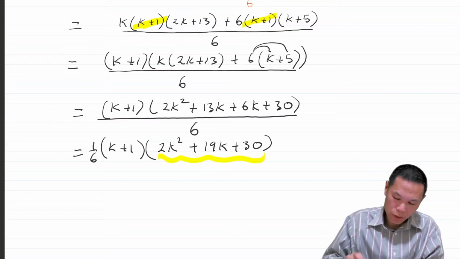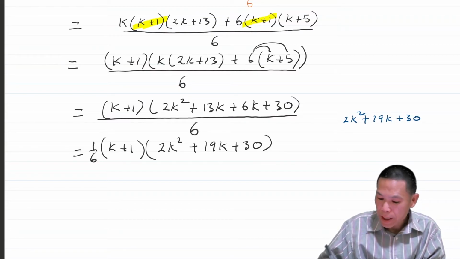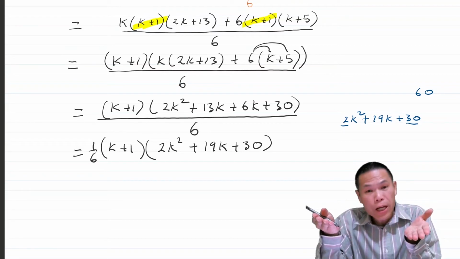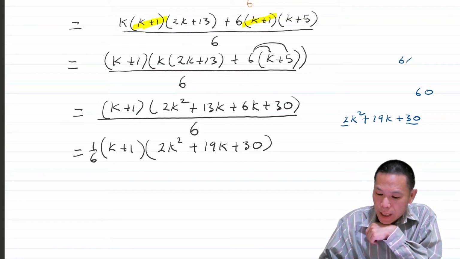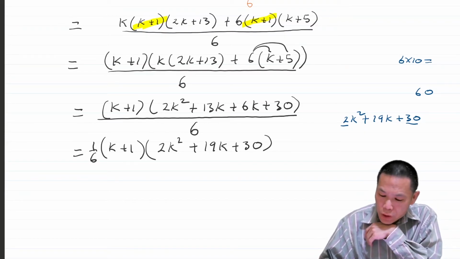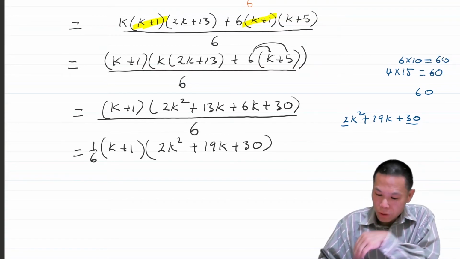Okay, so let me just write out here. So 2k squared plus 19k plus 30. And 2 times 30 is 60. So two numbers times together to give me 60 and add to give me 19. So 60 is 10 and 6, but add together give me 16, right? So therefore it should be 4 and 15. So it's 60 as well. And then add together give me 19.